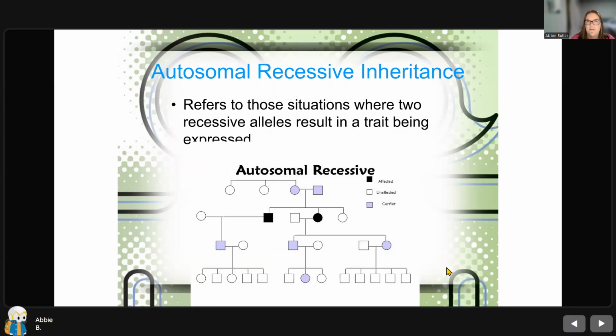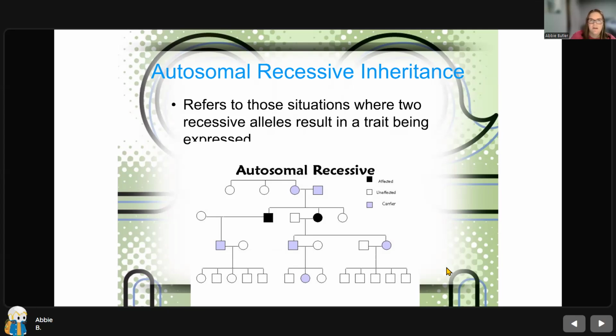Autosomal recessive refers to the situations where two recessive alleles result in the trait being expressed. You sometimes will see them use two different colors instead of half shades, but those would technically be half shaded, the purple ones. Those are carriers. They'd be like big A, little a. And they don't actually show the recessive trait themselves, but they do pass it on. At least they could pass it on.